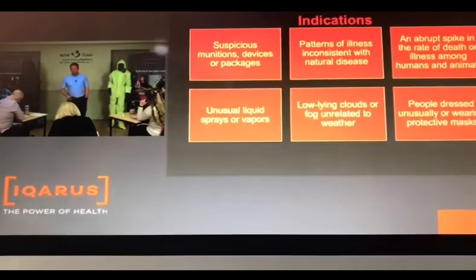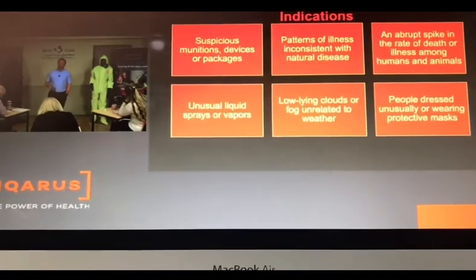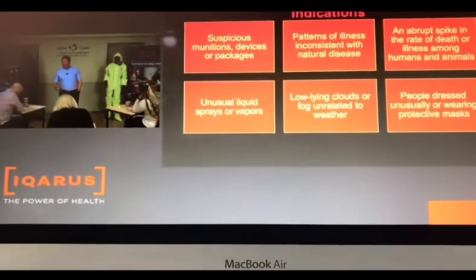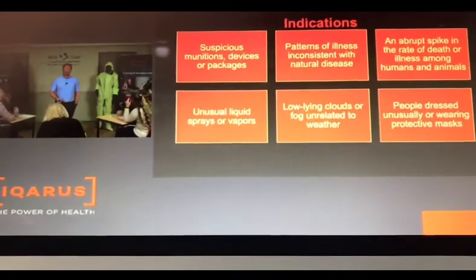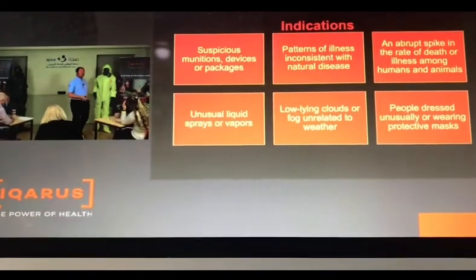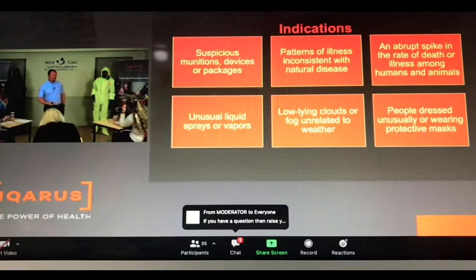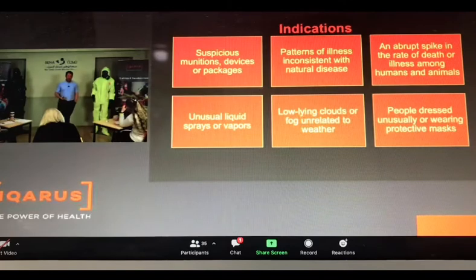It might be unusual liquids, sprays, or vapours. If I was to see a truck driving down the road, spraying out lots of unknown liquid onto roads and pathways, I'd find that highly unusual. Low-lying clouds or fogs that are unrelated to your climate's weather system. When we talk about low-lying clouds and fogs, these are things that sit around knee to ankle high. And if they are a CBRN agent, they'll normally be coloured. So something like a bright green or a yellow.